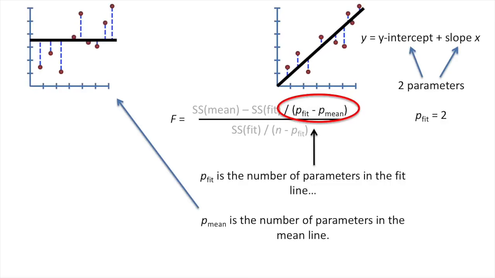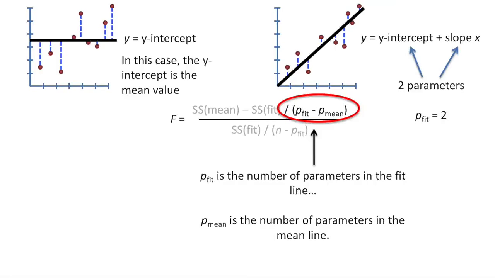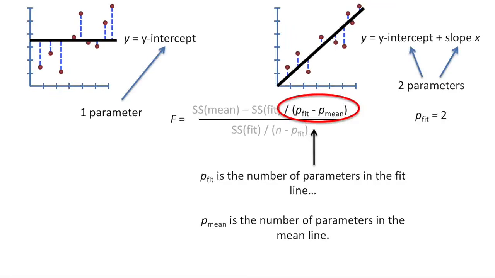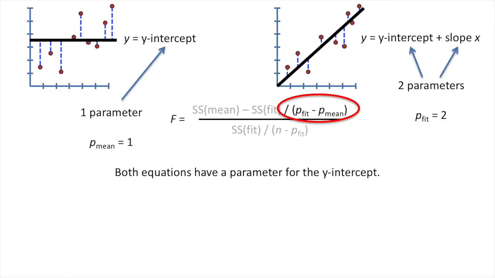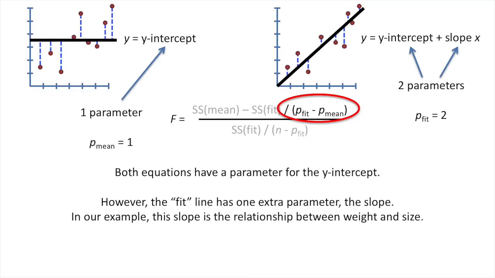Pmean is the number of parameters in the mean line. In general, that equation is y equals the y-intercept. That's what gives us a horizontal line that cuts through the data. In this case, the y-intercept is the mean value. This equation just has one parameter. Thus, Pmean equals 1. Both equations have a parameter for the y-intercept. However, the Pfit line has one extra parameter, the slope. In our example, this slope is the relationship between weight and size.